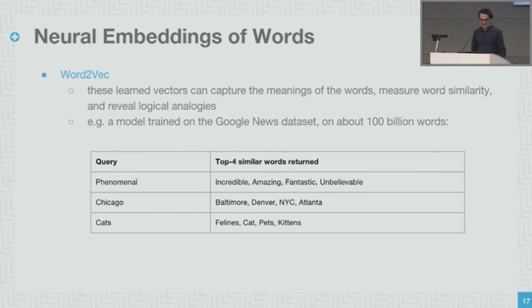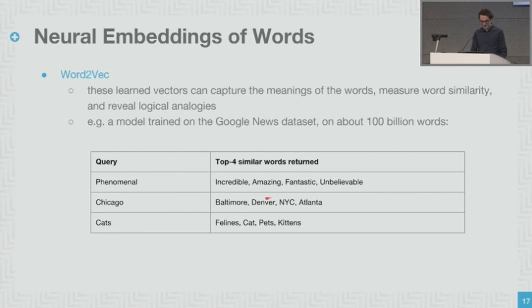I ran some queries on a model trained on the Google News dataset on about 100 billion words. Here are some example queries and what I got. For example, the vector for the word phenomenal returned the vectors for the words incredible, amazing, fantastic, and unbelievable. So it was able to retrieve similar words, and it didn't use any dictionary. It was able to learn it in context.